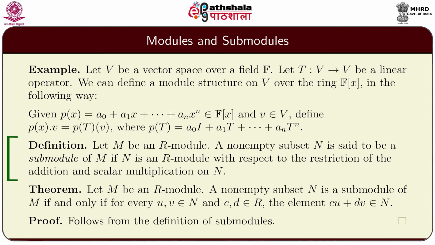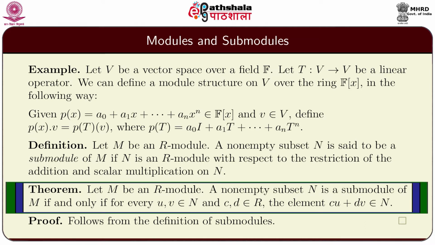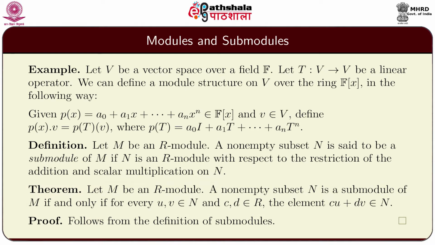A definition: let M be an R module, a non-empty subset N is said to be a submodule of M if N is an R module with respect to the restriction of the addition and scalar multiplication on the set N. In other words, the theorem says that let M be an R module, a non-empty subset N is a submodule of M if and only if for every u, v in N and c, d in R, the element cu plus dv is an element in N. This follows from the definition of submodules.